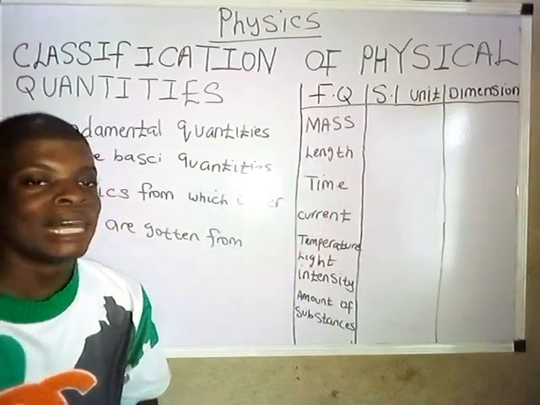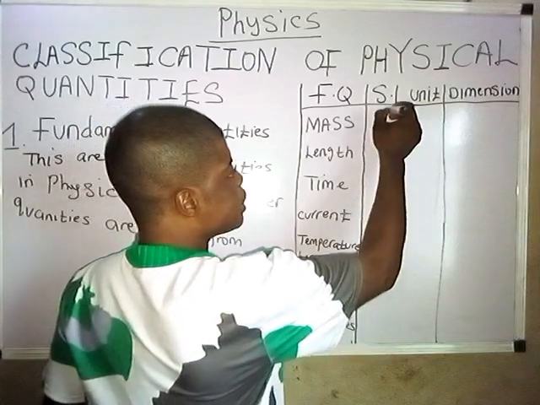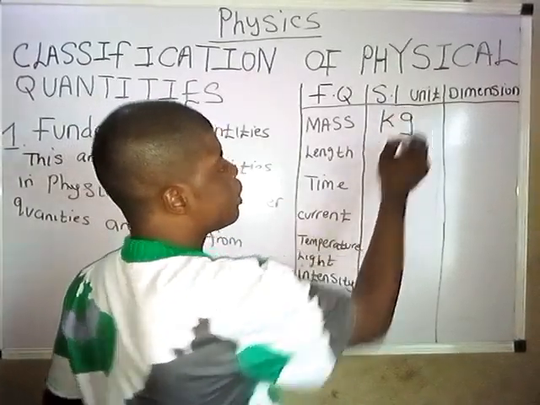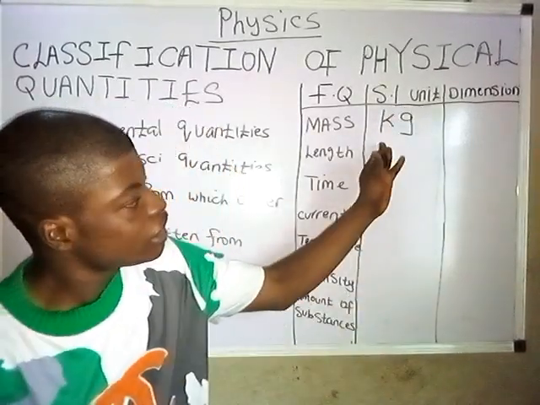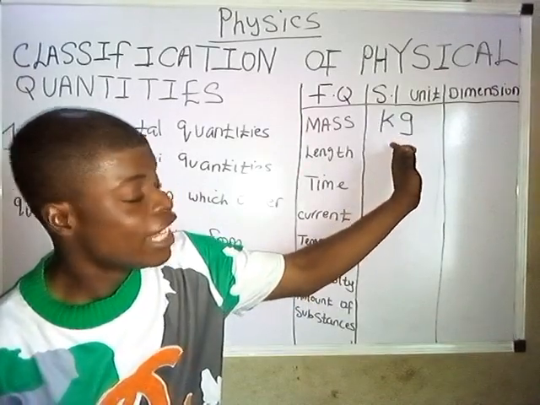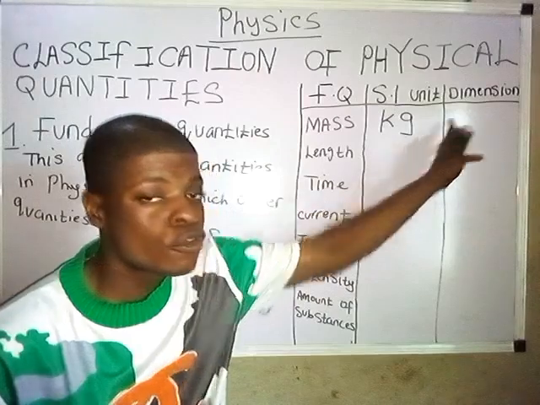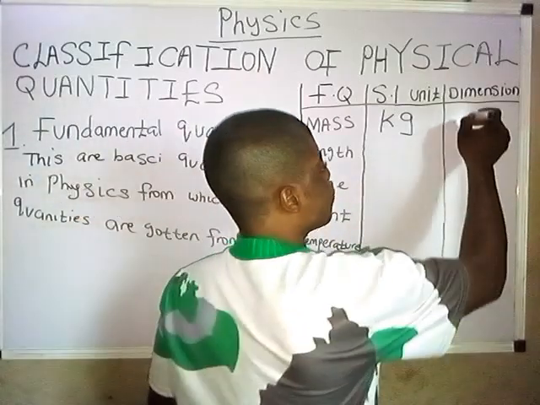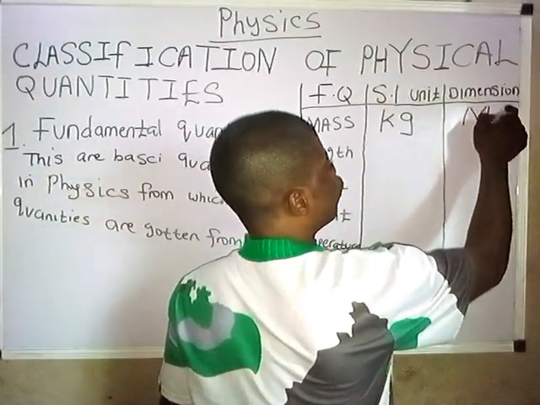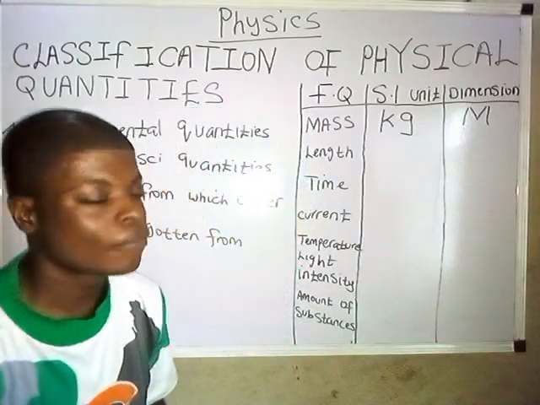So for the first one, we have mass. What is the SI unit for mass in physics? It is kilogram. Let me use the abbreviation kg, which means kilogram. And the dimension for mass is M. That must mean that the dimension for mass is M.